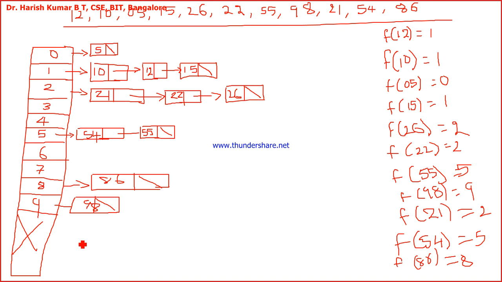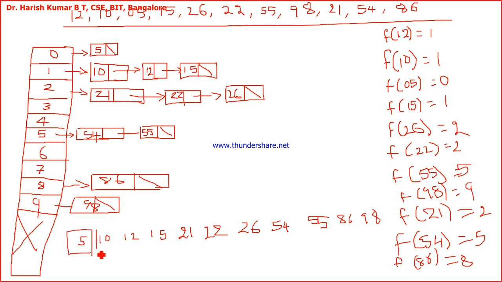In other words, let me write it directly: 5, 10, 12, 15, 21, 22, 26, 54, 55, 86, and 98. So this is the first list which is concatenated with the second list.